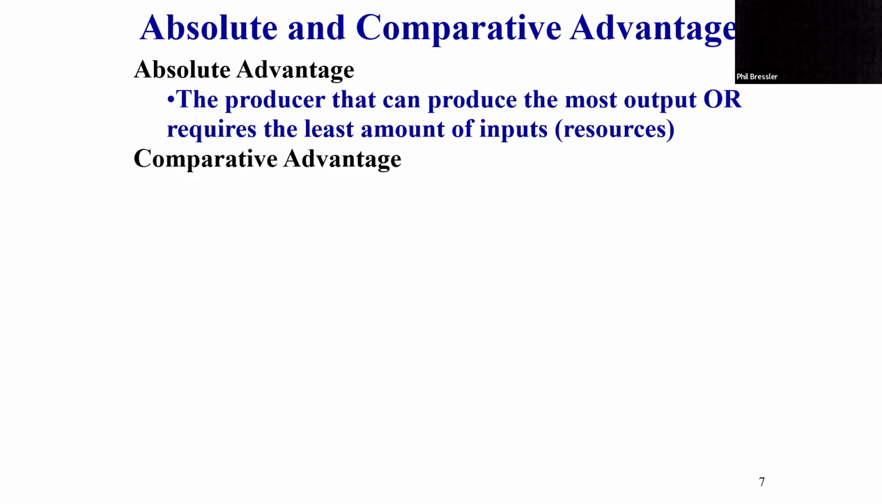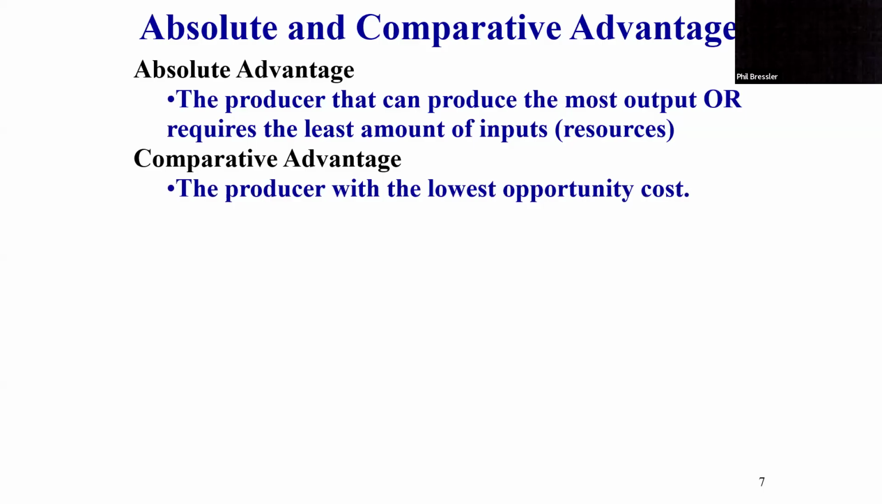Comparative advantage is what drives trade. And comparative advantage is the producer with the lowest opportunity cost. The producer with the lowest opportunity cost. And if I have the lowest opportunity cost in computers, I'm going to specialize, meaning I'm going to make a lot of computers, and I'm going to trade computers.